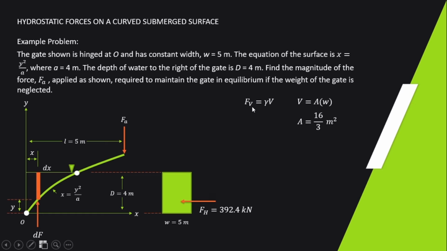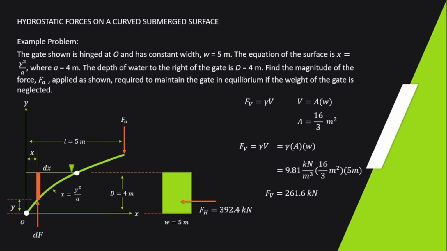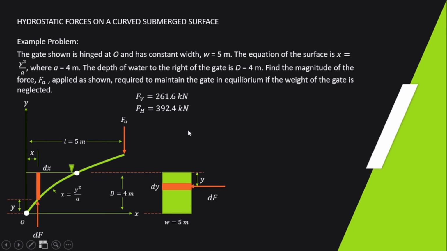So, para makuha natin yung vertical component, that's the unit weight times volume, and yung volume, that's the area times yung width. So, substitute the values. So, meron tayong 9.81 kN per cubic meter times yung area na 16 over 3 times yung width na perpendicular sa screen nyo, which is 5 meters. So, meron tayong value now na 261.6 kN for the vertical component of the hydrostatic force. So, pwede nyo guys ulit i-pause yung video and i-check kung tama ba yung pag-calculate ko. So yun, nakuha natin guys yung horizontal component and the vertical component. Hindi pa ito yung final answer kasi yung hinahanap natin is yung force FA or itong variable na to.